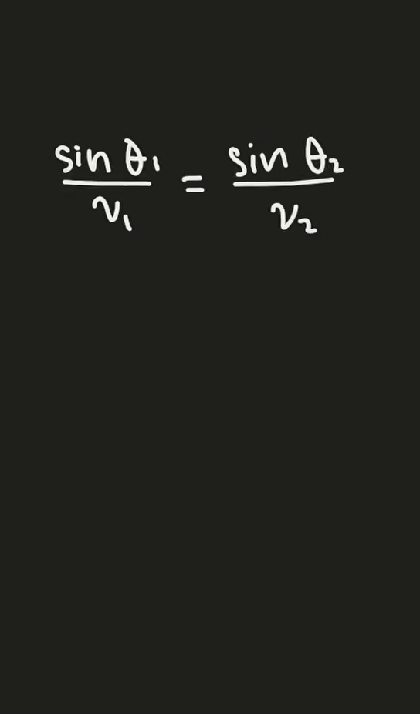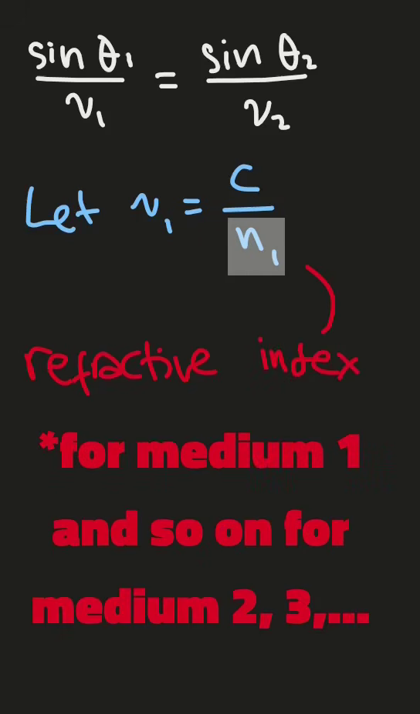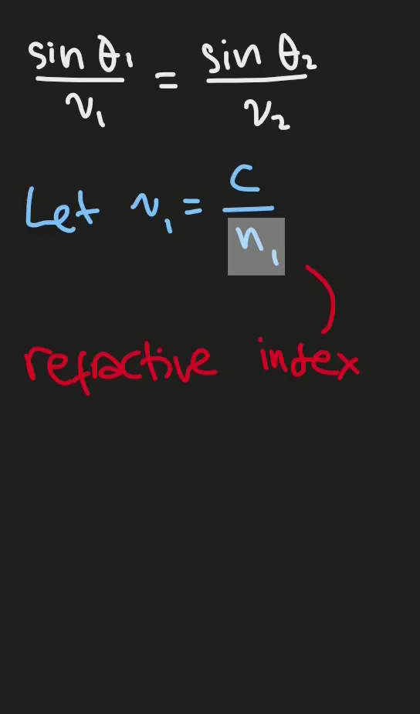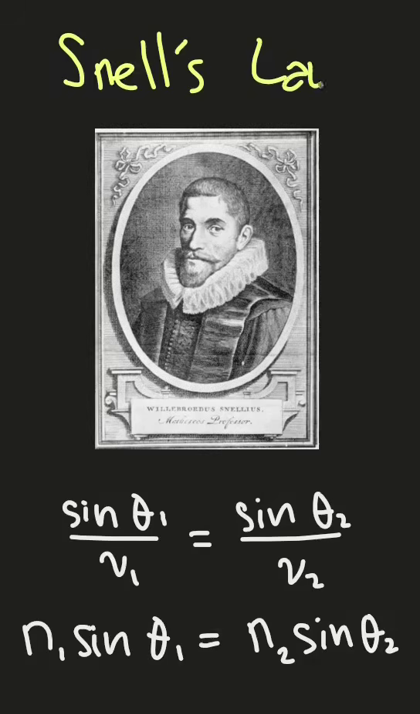And last but not least, let V1 be equal to this, where N1 here is the refractive index. So after plugging this equation into the equation before, we will have the result as this, which these two results we know today as Snell's law of refraction.